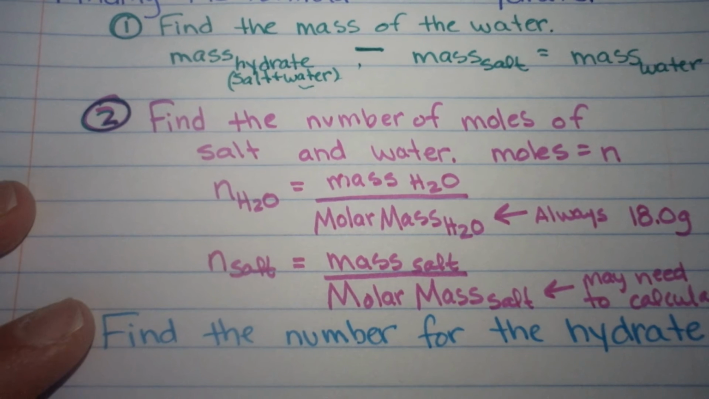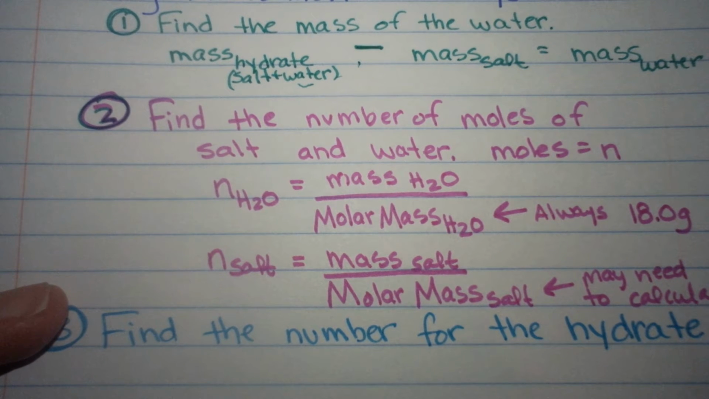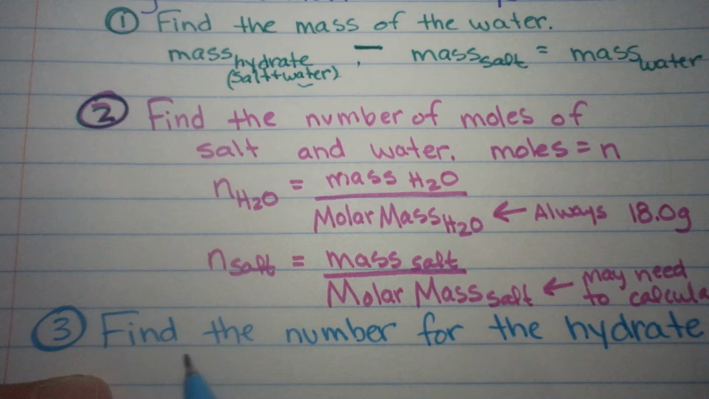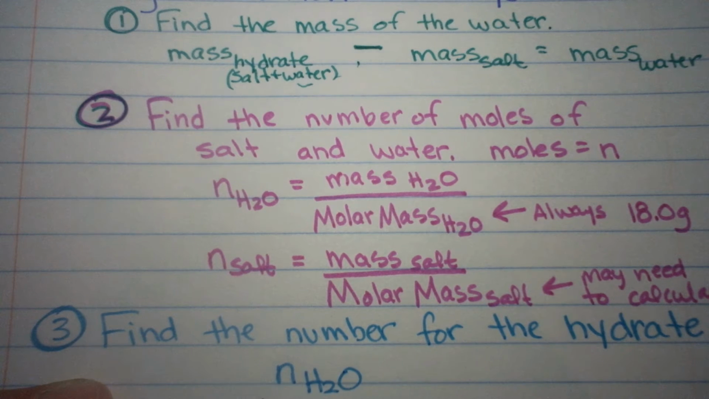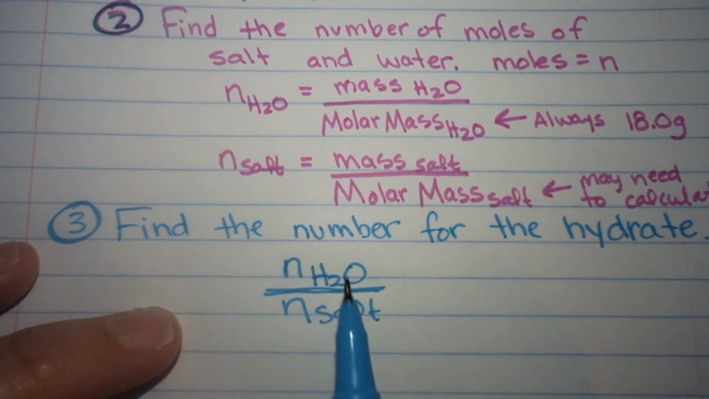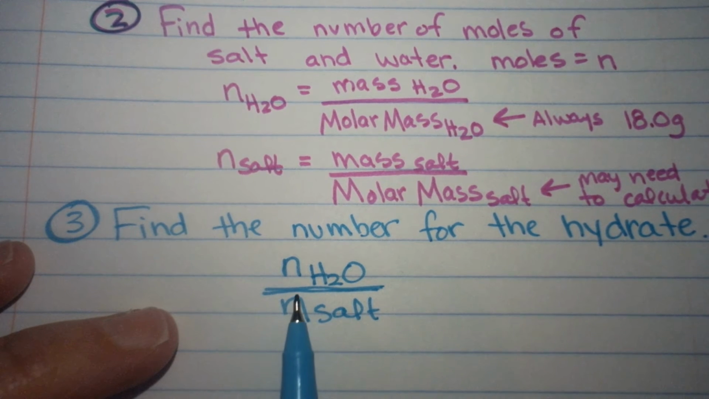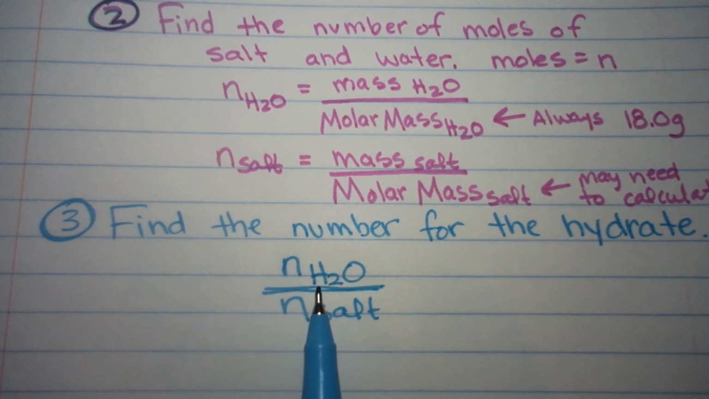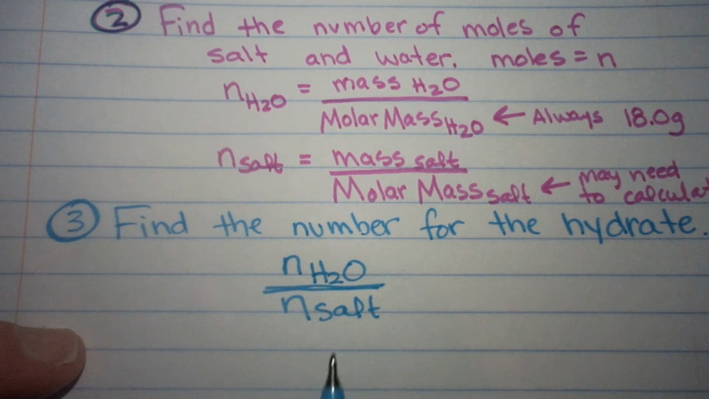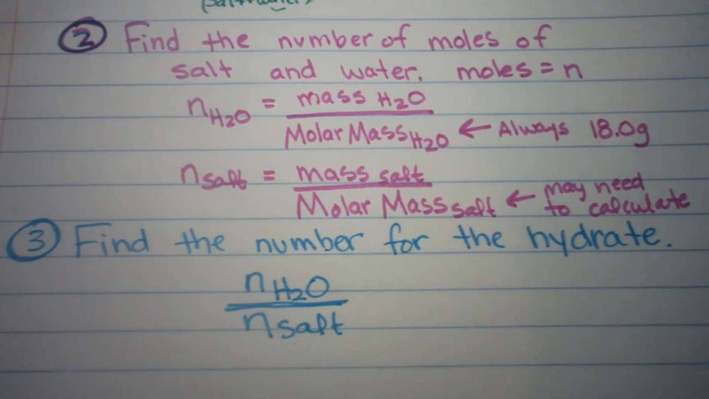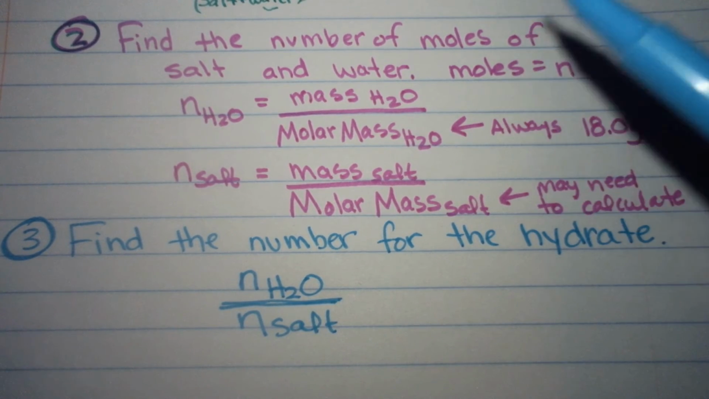Okay. And we're going to do that by taking, we can only compare in moles. So we can go the moles of water over the moles of salt. So that's giving us a ratio, so that we have a whole number for the number of moles of water. Alright, so those 3 steps are all things that we have done similar things to in the past, but now we have to put them all together.